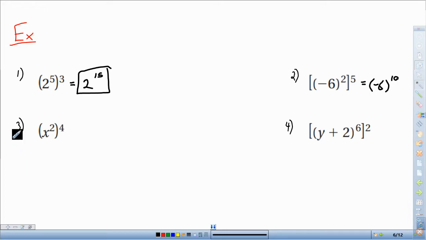Moving on to number 3. Same idea as number 1 here. The only difference is the base is a variable, but that's fine. That doesn't change anything. We're still multiplying our powers, and we're going to get x to the power of 2 times 4, 8.